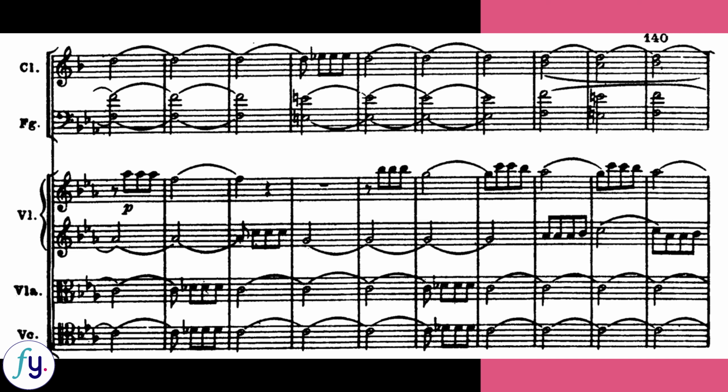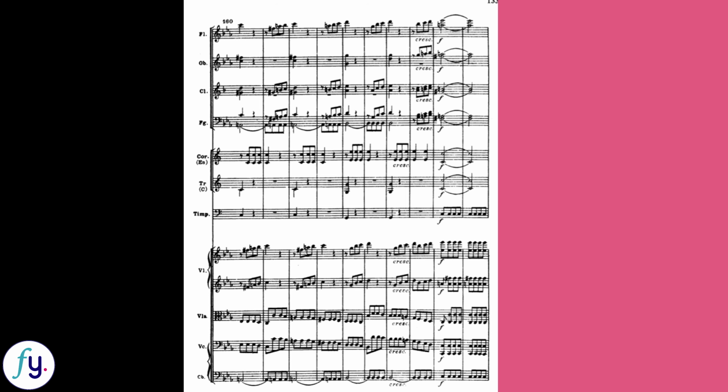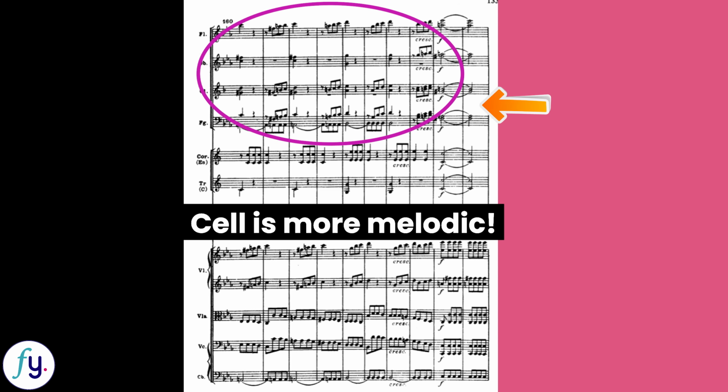Now, this score goes on for 136 more pages. If we analyse the entire thing, we'd both go crazy. So I'm just going to flick through a couple of key moments to highlight other ways Beethoven has used this cell. Here he uses the same rhythm but makes the notes of the cell more melodic. You can see that in the woodwind section.